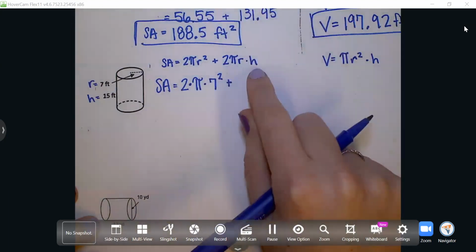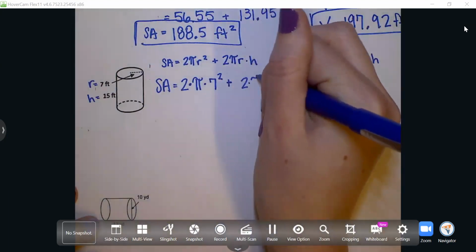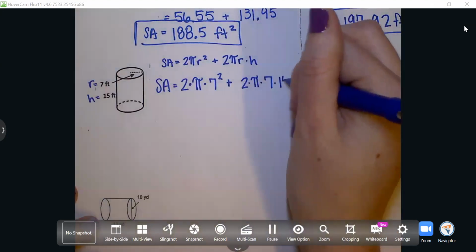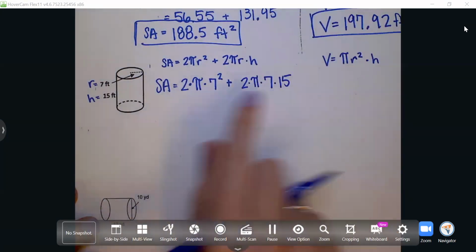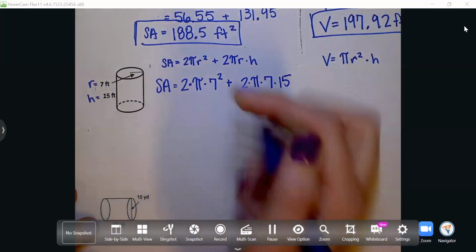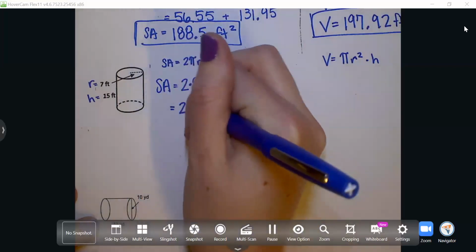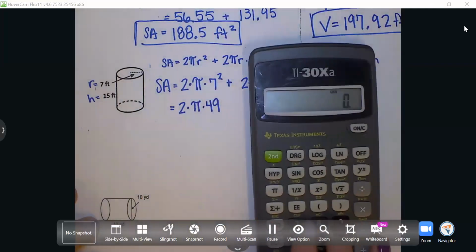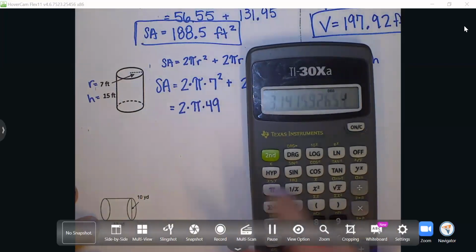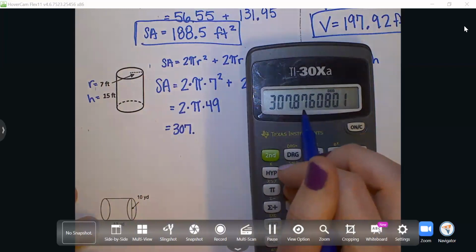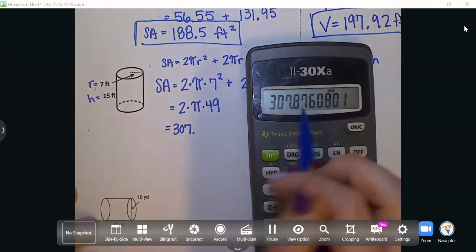And then I have this other part, my rectangle. 2 times pi times my radius is 7 times my height is 15. These two pieces I'm doing separately. I want to do that exponent first. 7 squared. 7 times 7 is 49. So 2 times pi times 49 is what I will type in my calculator. 2 times pi times 49 is 307.876. That 6 behind it tells my 7 to round up.